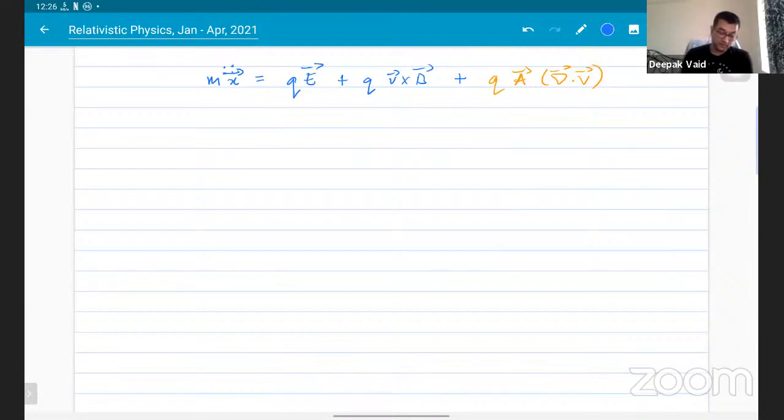So yeah, one would have to solve this equation of motion and show that some self-consistency requirement implies that the divergence of V should be 0.